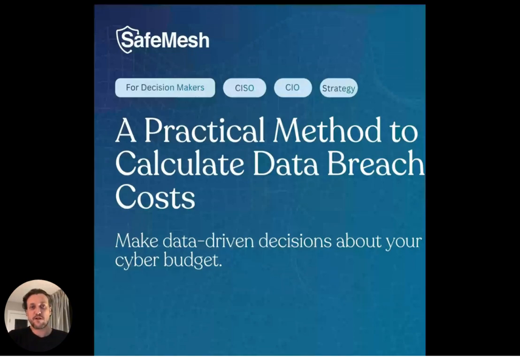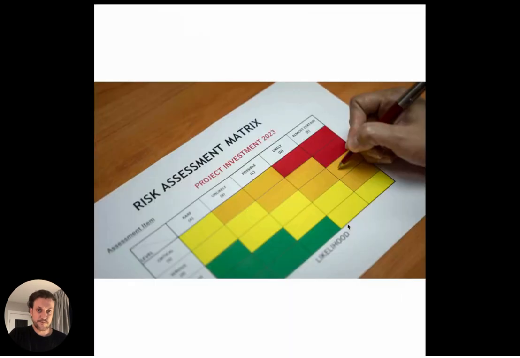This is a practical method to calculate data breach costs. Hopefully, this allows you to make a data driven decision when it comes to cybersecurity budget. Whether you are a small business owner justifying a $10,000 budget for a new firewall or email security, or you're presenting a $2 million budget to your CFO and CEO, you should be able to talk in numbers, talk in actual dollar value.